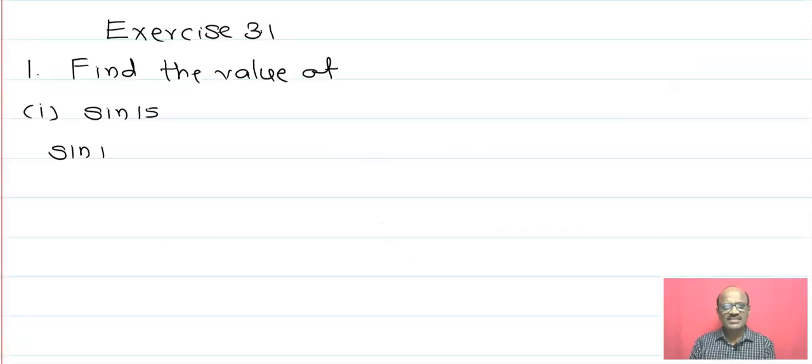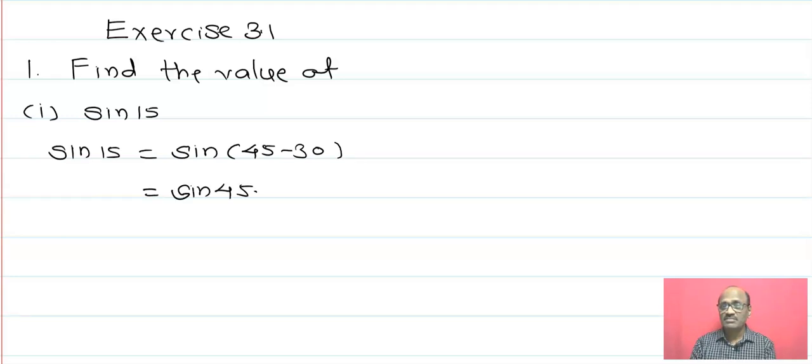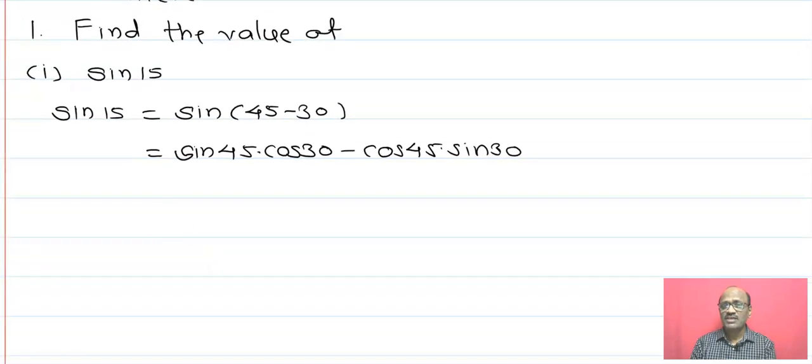Now we will start the exercise. Find the value of sine of 15, but we don't know the standard value of sine 15. But it is written in this manner, that is sine of 45 minus 30, and apply the formula for sine of A minus B. Sine of A minus B means what? Sine A cos B minus cos A sine B. Therefore, sine of 45 cos 30 minus cos of 45 sine 30.